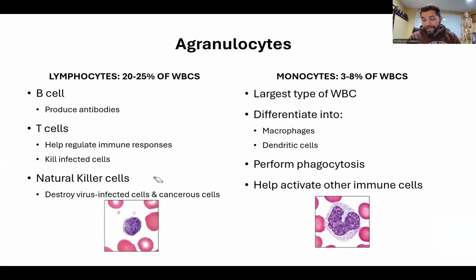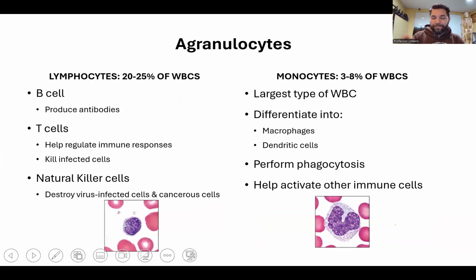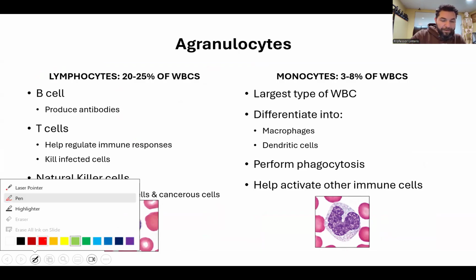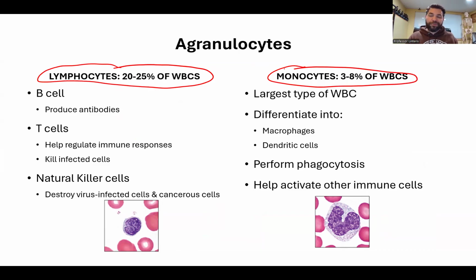Next are agranulocytes, the not granular guys. Even though it looks like it in these pictures, they don't have granules. You can see much more pronounced granules over here. These are just the nuclei and how they stained. So our lymphocytes and monocytes are two subcategories of agranulocyte.